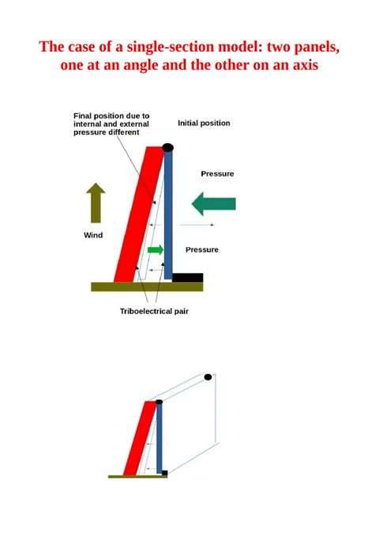Under the influence of gravity, the movable panel assumes an upright position. This process is repeated periodically.